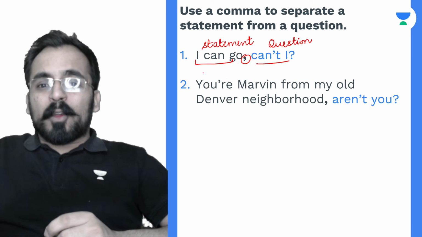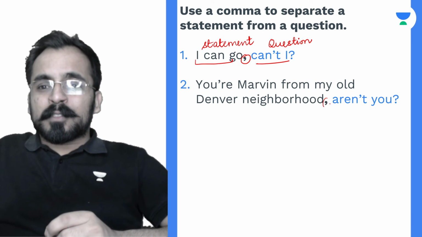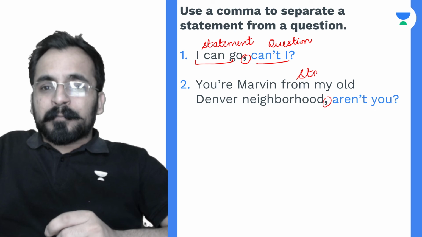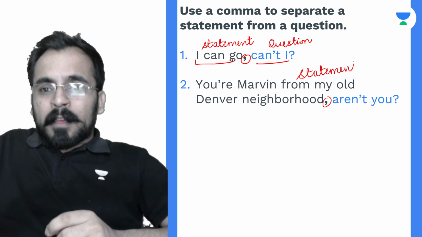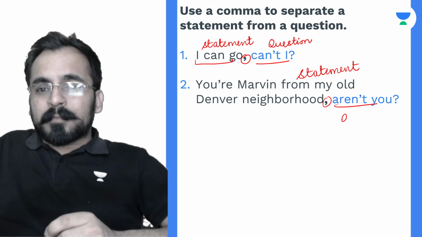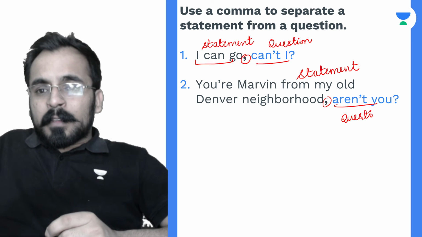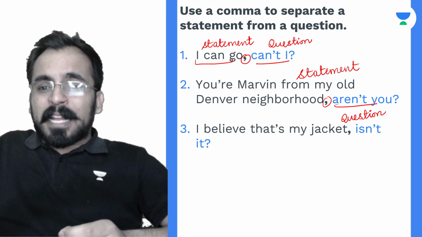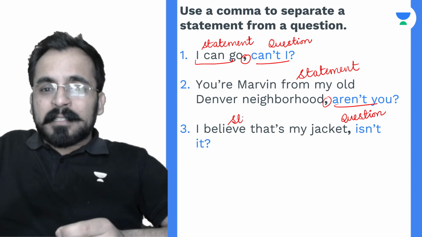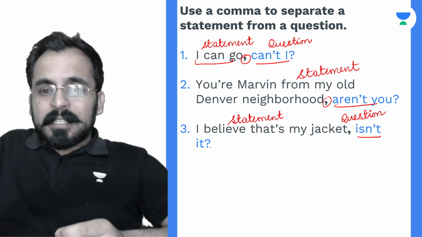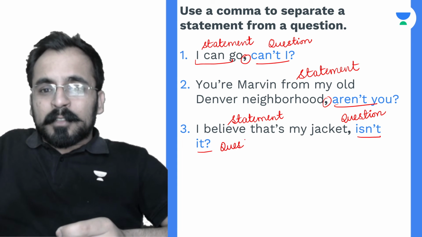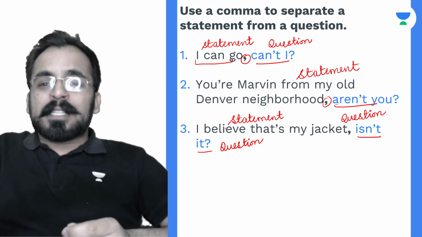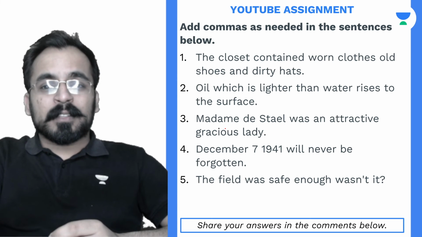You're Marvin from my old Denver neighborhood, aren't you? So that's a statement, and this one is a question, to be precise, known as question tags. I believe that's my jacket. That's a statement. Isn't it? That's a question. So we use a comma to separate a statement from a question.